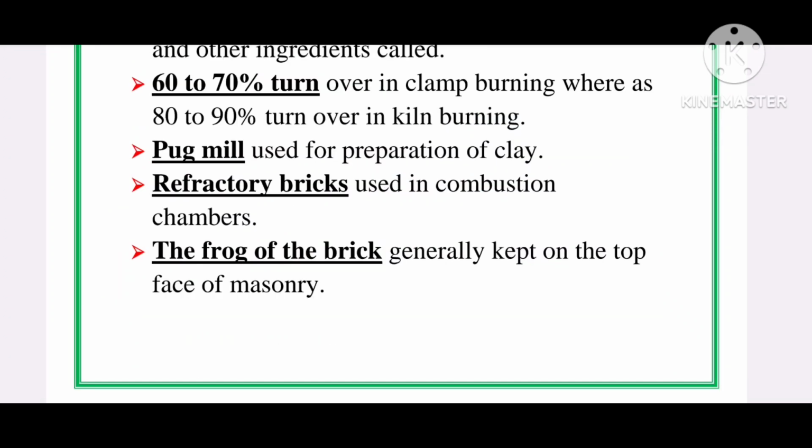Clamp burning and kiln burning, these are the two methods of manufacturing of bricks. Clamp burning is suitable when bricks are to be manufactured on a small scale and when the demand for bricks is not continuous. And kiln burning is suitable when bricks are to be manufactured on a large scale and when there is a continuous demand for bricks.